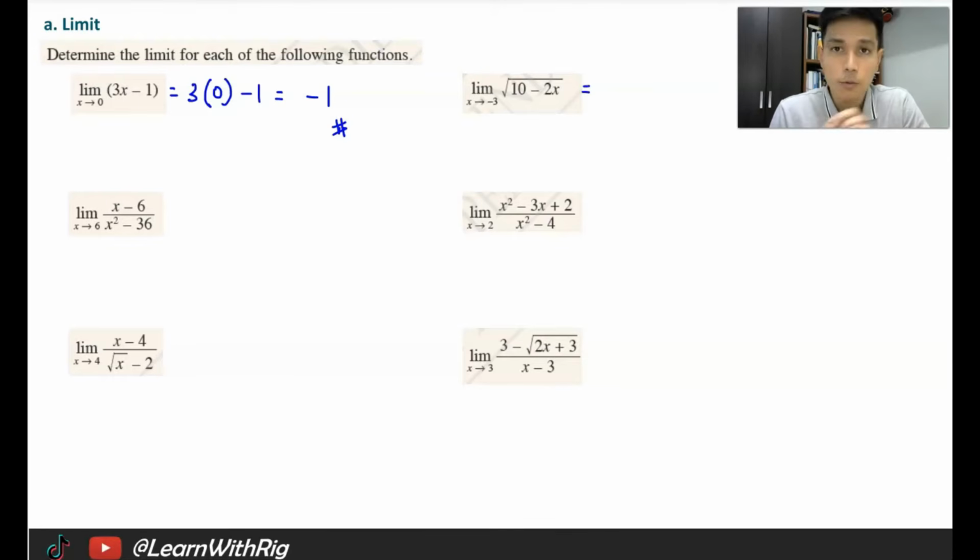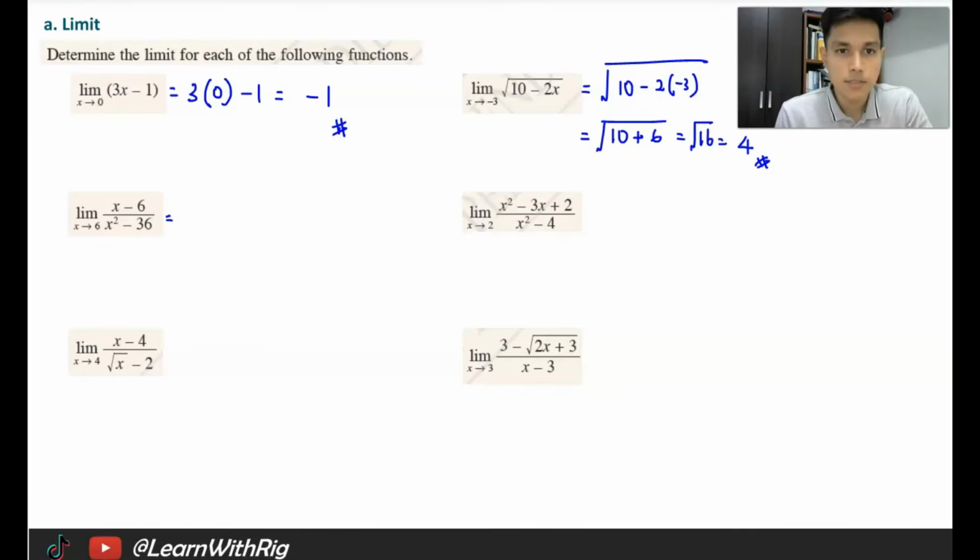So same thing. I want you all to try direct substitution first. So in this case, it's going to be square root of 10 minus 2 times -3, because x approaching -3, right? So you're going to substitute that. So you're going to get 10 plus 6. So you get 16, right? So square root of 16, answer is 4. Okay, so this is your answer.